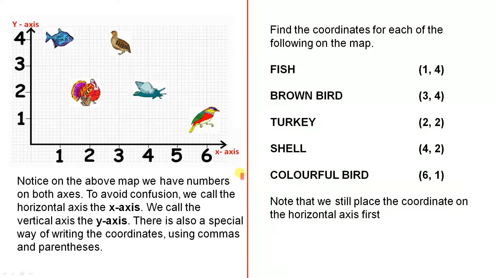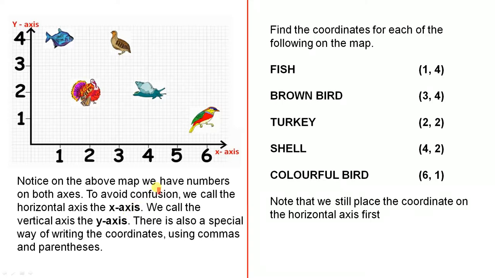Notice on the above map we have numbers on both axes. So there are numbers on the x-axis and there are numbers on the y-axis. That is, numbers on the horizontal axis and numbers on the vertical axis. Now let's have a look why we call them x-axis and y-axis. To avoid confusion, we call the horizontal axis the x-axis. We call the vertical axis the y-axis.